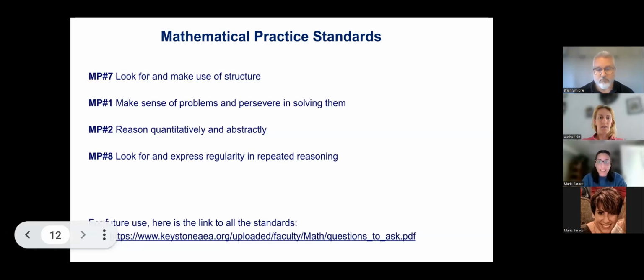During the cooperative learning activity, as they create and solve similar problems, the students are reasoning abstractly and quantitatively, and then they are also recognizing patterns when looking for and expressing regularity in repeated reasoning. These are all excellent contributions.